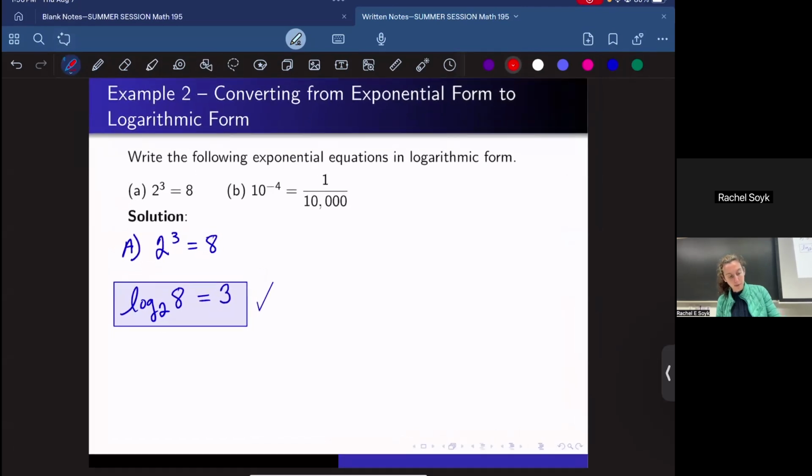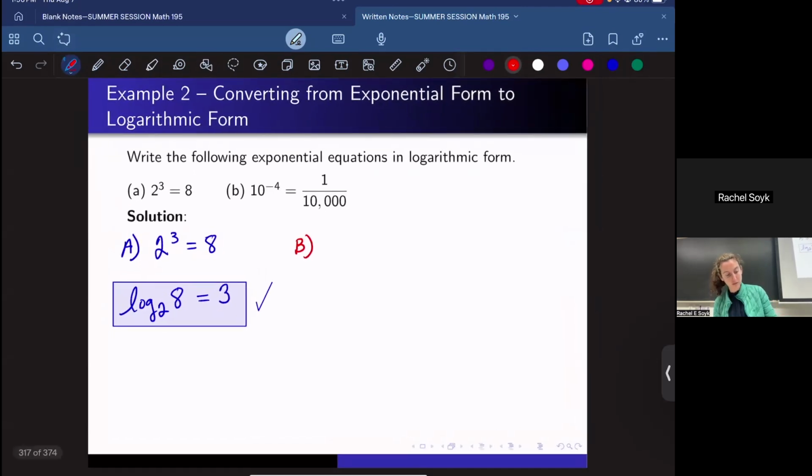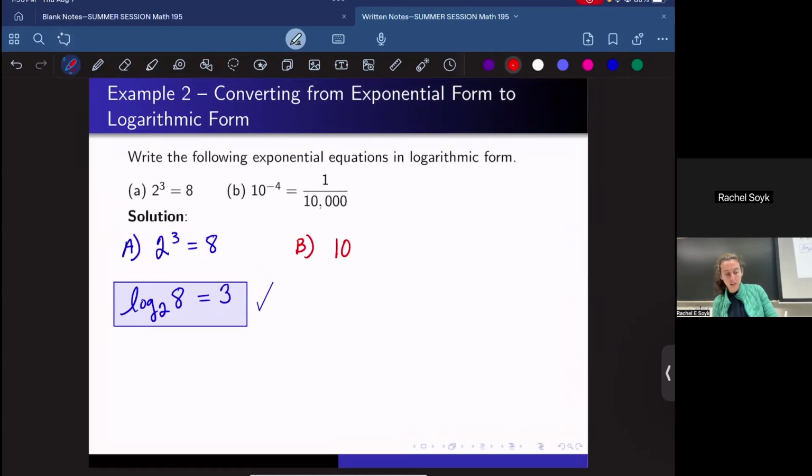Let's look at part B. We have 10 to the negative 4 equals 1 over 10,000. What's your base? Log base 10 of, or 10 to the negative 4 gives you 1 over 10,000.